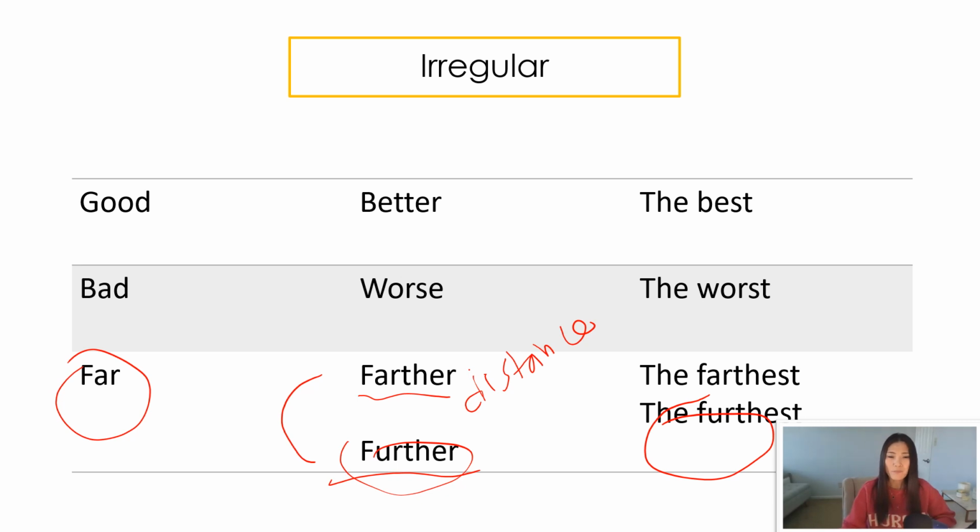For example, I want to go further in my education. So you want to go pursue more education, but it's not a physical distance that can be measured by miles or feet, right? So physical distance, use farther. Non-physical, then you would use further, and of course that applies both to comparative and superlative.